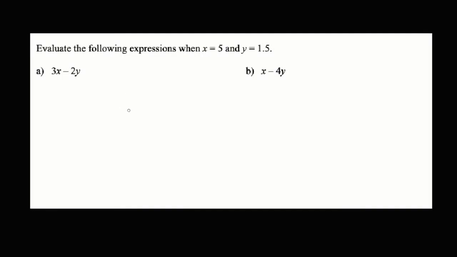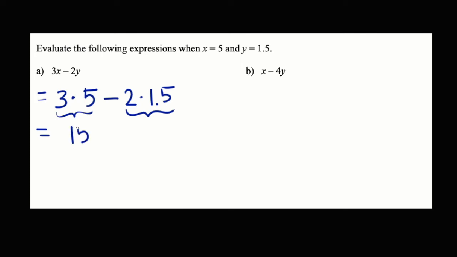Let's evaluate some expressions. So we are told evaluate the following expressions when x equals 5 and y equals 1.5. So in this first one, I'm going to rewrite this expression with everything I know filled in. So that's going to be 3 times 5 minus 2 times 1.5. And following PEMDAS, I have to do my multiplication first. So I'm going to do 3 times 5 is 15, minus 2 times 1.5 is 3. And then I can do my subtraction, and I have 15 minus 3 equals 12.